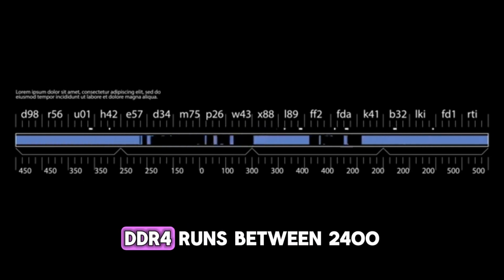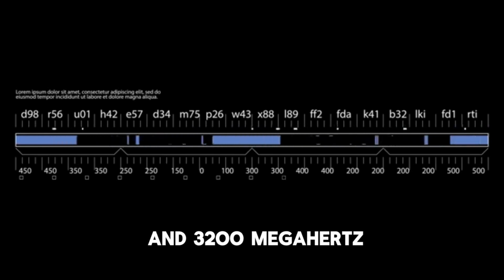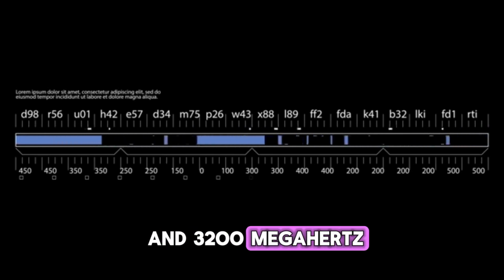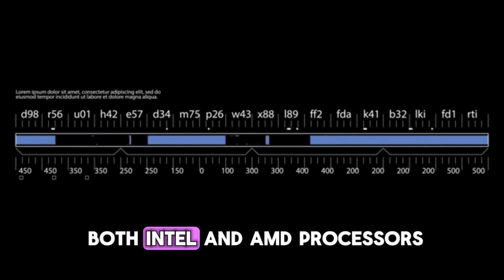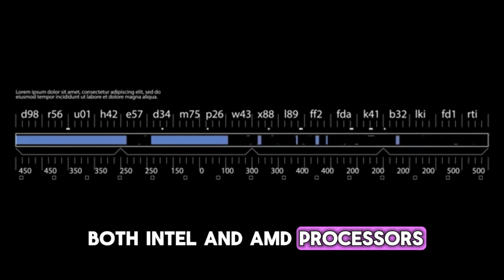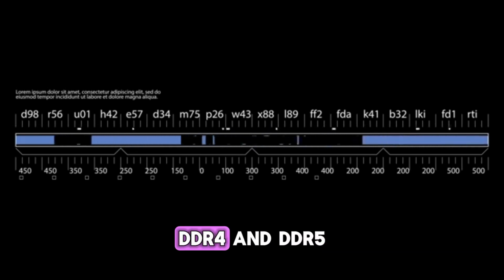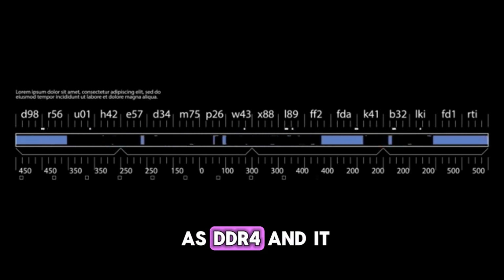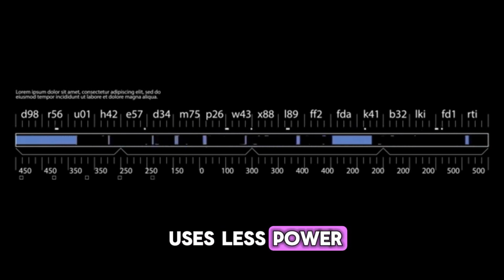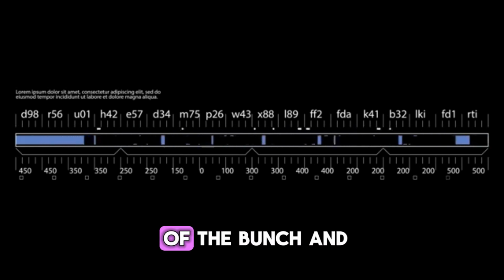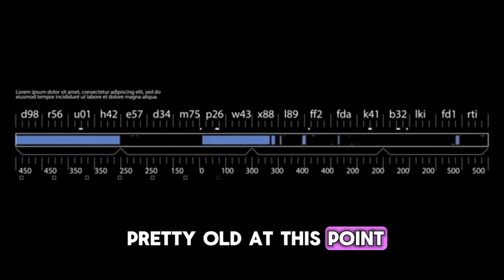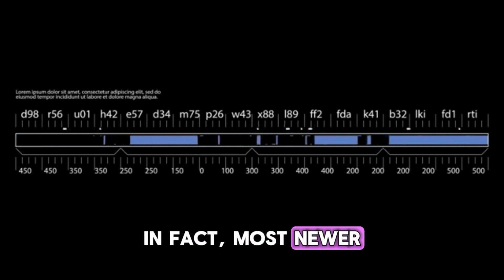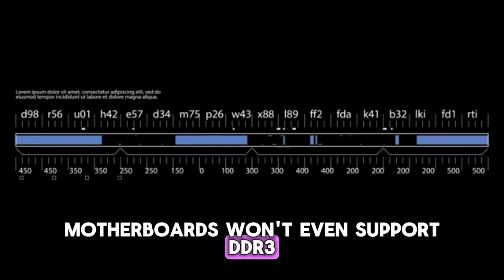On average, DDR4 runs between 2,400 and 3,200 MHz, and it's compatible with both Intel and AMD processors. As far as the difference between DDR3, DDR4, and DDR5, the newest DDR5 is about twice as fast as DDR4, and it uses less power. DDR3 is the slowest of the bunch, and it's starting to get pretty old at this point. In fact, most newer motherboards won't even support DDR3.